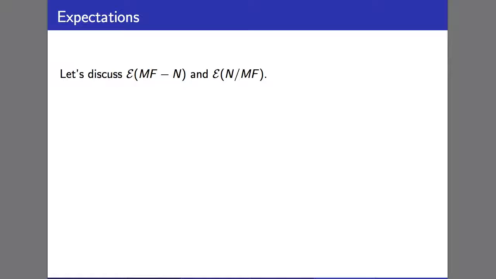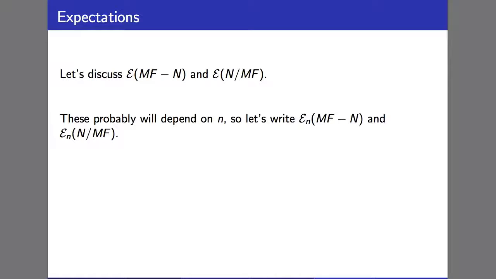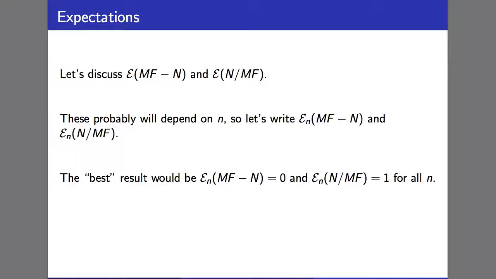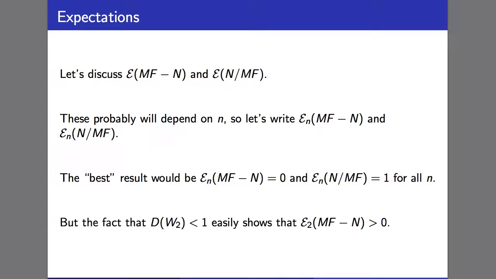So I want to discuss the difference and the ratio, the expected values of those. Probably these will depend on n based on what we've been talking about. So I'm going to write them this way. E sub n means the expectation when we have n generators. All right, like I said before, the best case scenario would be that this difference, the expected value is 0 and the ratio of the expectation is 1 for all n.